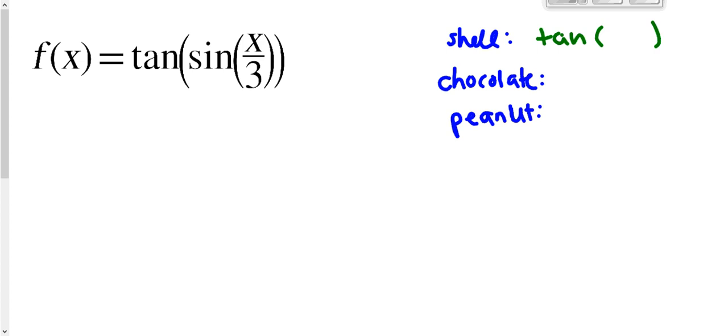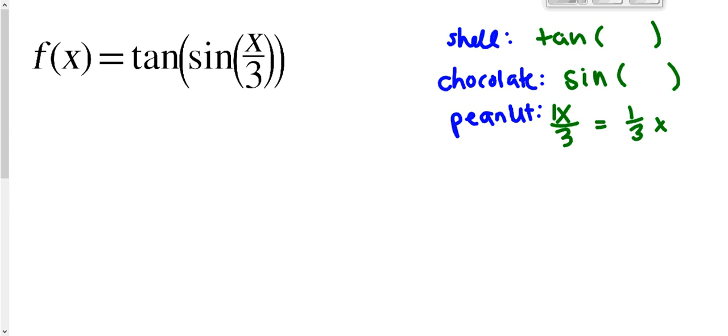Then as we move on to the inside, our next layer is chocolate, which would be the sine of something. And the peanut is all the way on the inside, so it's x over 3. Really this is 1x over 3, so we can move the x out to the side and say this is 1/3 times x. That's going to help us when we're taking our derivative. You don't have to do that, but it's nice for later on. Just because it's a fraction doesn't mean it means quotient rule.